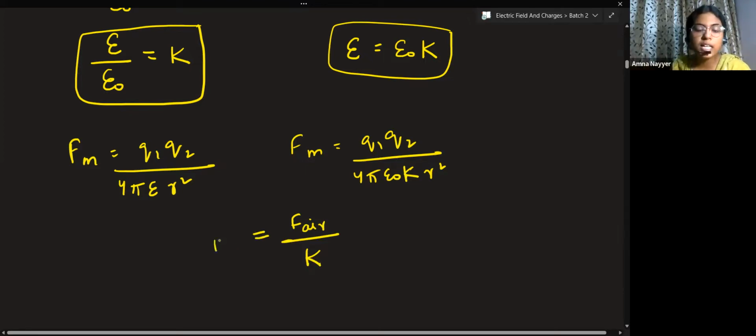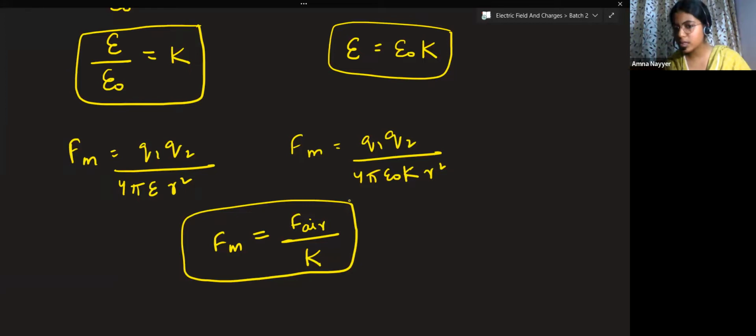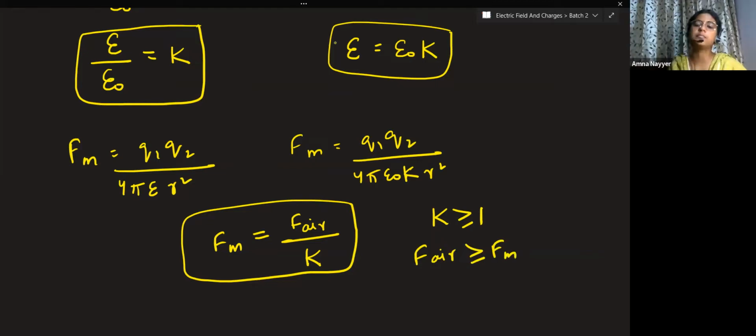So if you are given a force in any medium, you can multiply it by K and get the force in air. Or if you have the force in air, you divide by K to get the force in the medium. This is one of the relations that is used, and from it you can establish that if K is greater than or equal to 1, the force in air will also be greater than the force in the medium. Is this clear? Concept of permittivity.